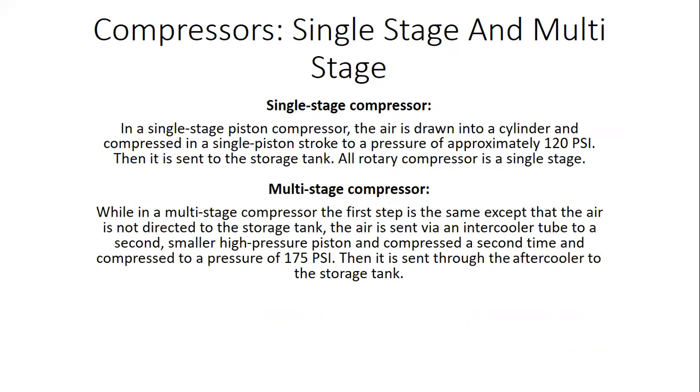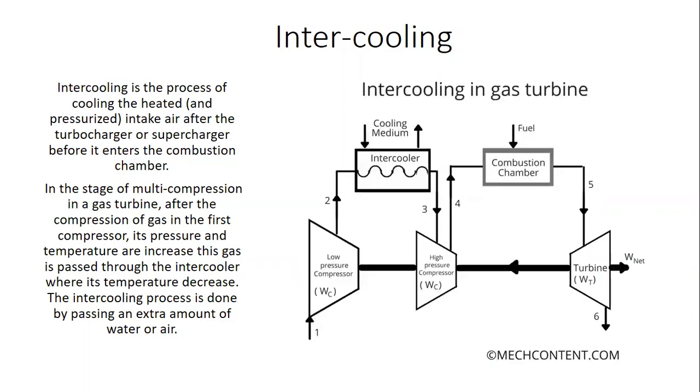But in a multi-stage, which involves more than one piston, from the first piston that pressurizes the air, it does not go to the storage tank. Where it goes is the intercooler. From the intercooler tube, it goes into another smaller high pressure piston. Then from there, it is pressurized to about 175 psi before it is sent to the aftercooler and then to the storage tank. This is what we said, and that is what we are showing pictorially here as intercooling in a gas turbine.